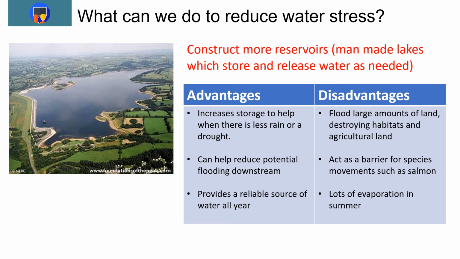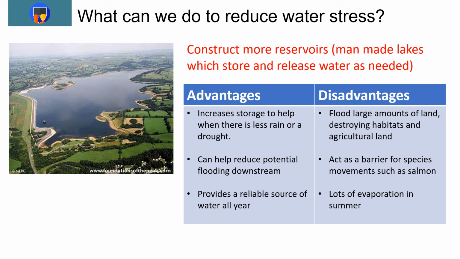Make sure you do know what the word reservoir means because it has come up in our exams in the past. An advantage of using a reservoir is that it increases storage to help when there is less rainfall or when there is drought. It can help to reduce potential flooding downstream. It can provide a reliable source of water all year round.